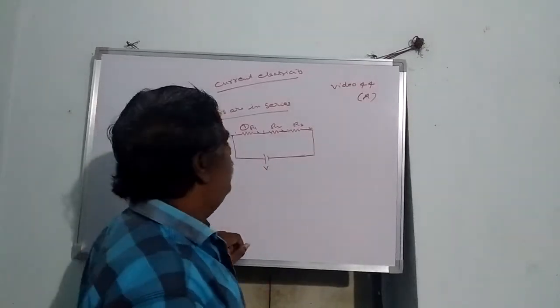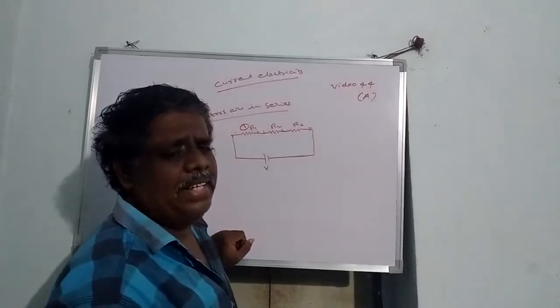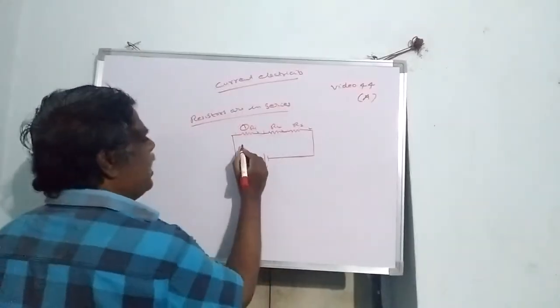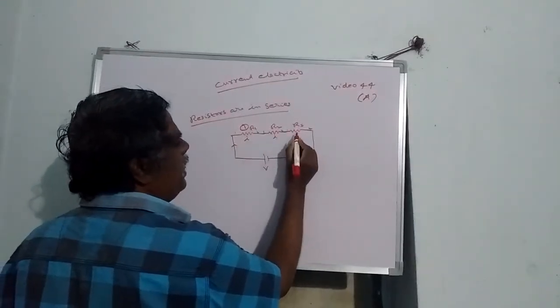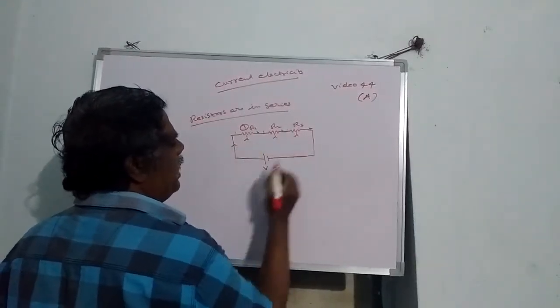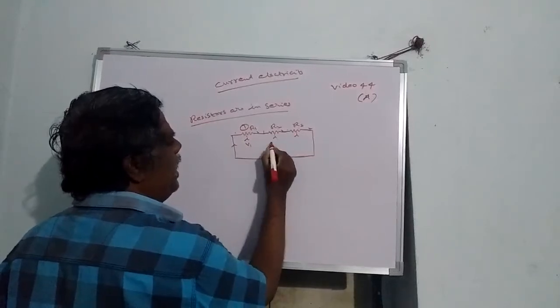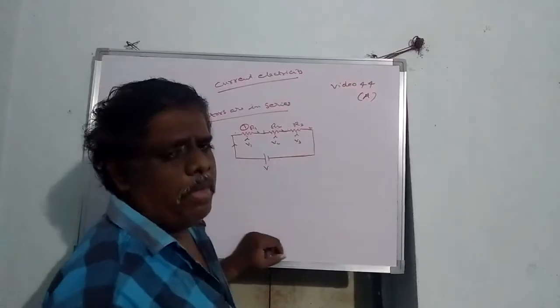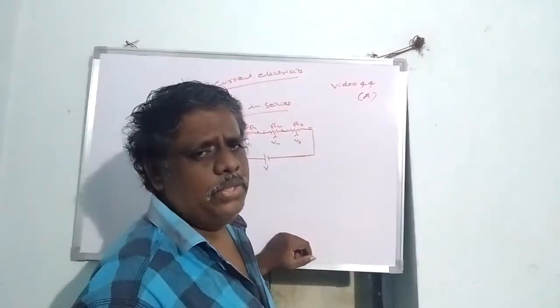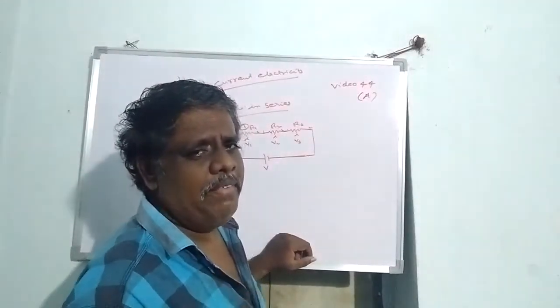So this is the total potential applied, V. When resistors are connected in series, the same current passes through all the 3 resistors. Here it will be I, here it will be I. So the same current, but the potential will be divided across each resistor like this: V1, V2 and V3. So voltage will be divided, but current will be the same.